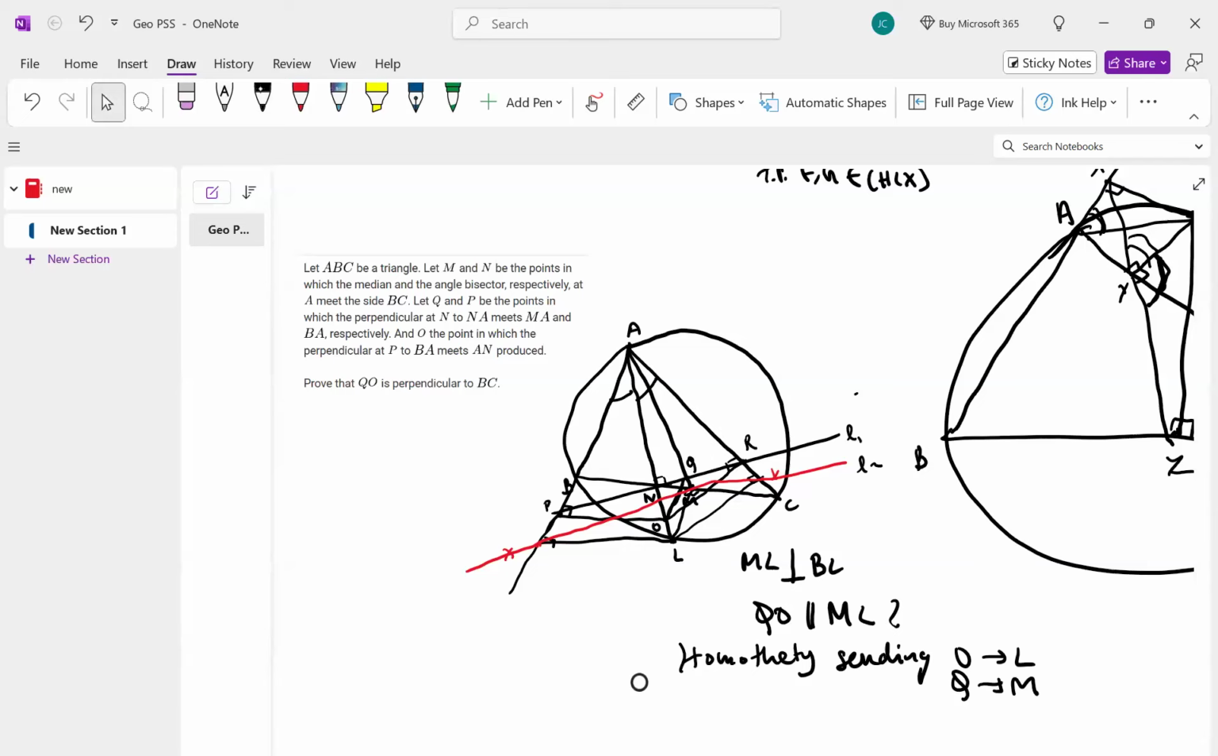Okay. So I think the main idea of the problem was dropping the perpendiculars from L to get a homothety. And then you realize it's the Simpson line configuration. And then you're basically done.